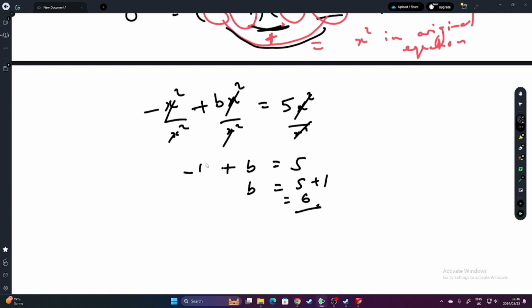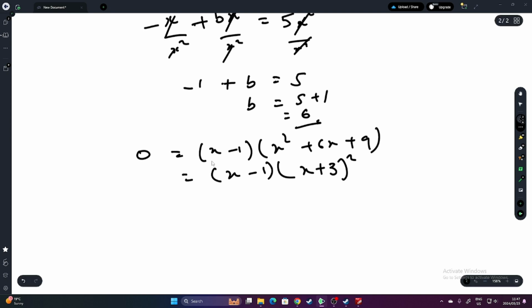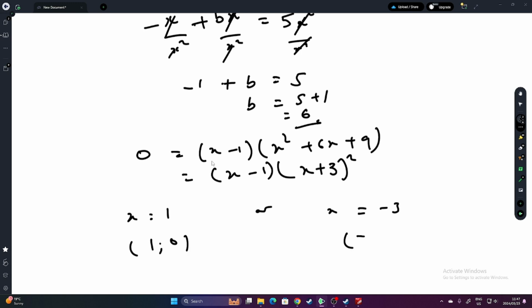Now that we have the value of b, our equation now stands as 0 is equal to x minus 1 into x squared plus 6x plus 9. This is a trinomial which can be factorized into, it's actually a perfect square trinomial. Normally we would expect two brackets here, but this being a perfect square trinomial will just become x plus 3 all squared, which is technically two brackets, right? So from here we can set each bracket equal to 0, so x is equal to 1 or x is equal to minus 3. So the first x-intercept is 1 and 0, and the second one is at minus 3 and 0.